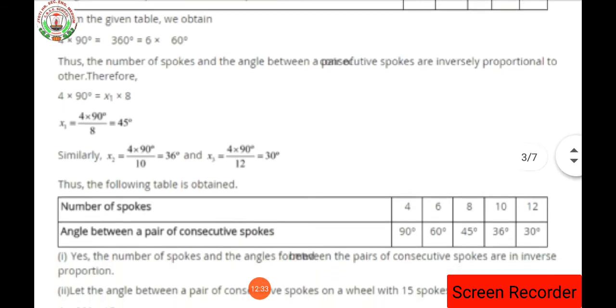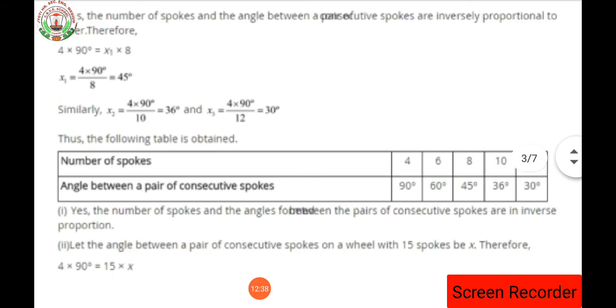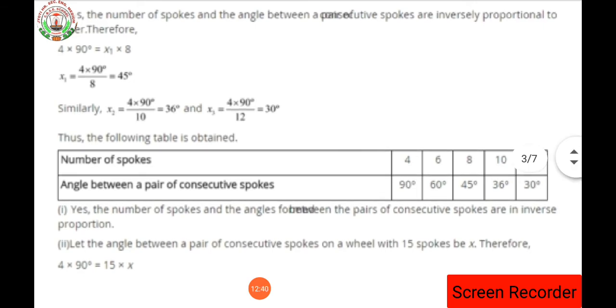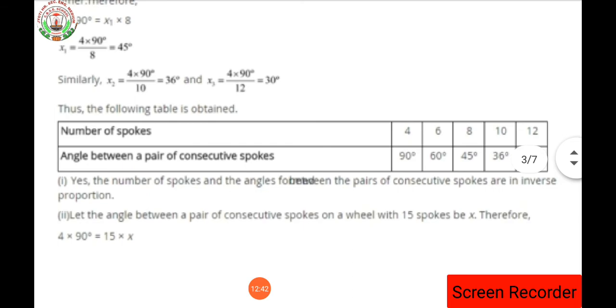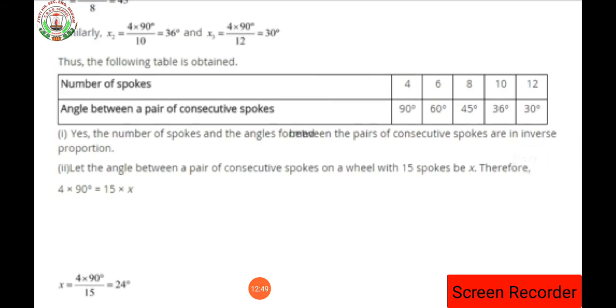Clear, everyone? So we got, if number of spokes is 8, the angle between the consecutive pairs of the spoke will be 45. If the number of spokes is 10, then the angle will be 36. If number of spokes is 12, then the angle will be 30. Now the first part of the question, it is asked whether the number of spokes is inversely proportional to the angle formed by the consecutive pair of spokes. So answer for this is yes.